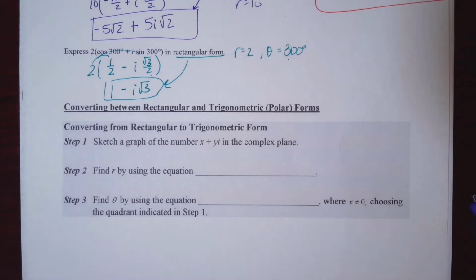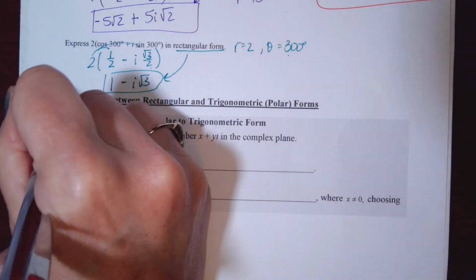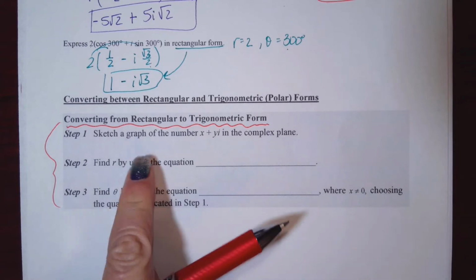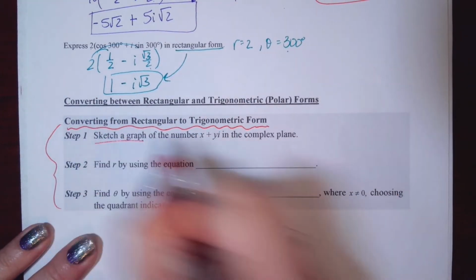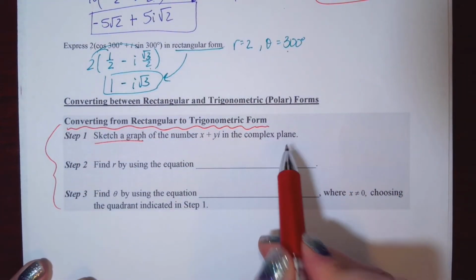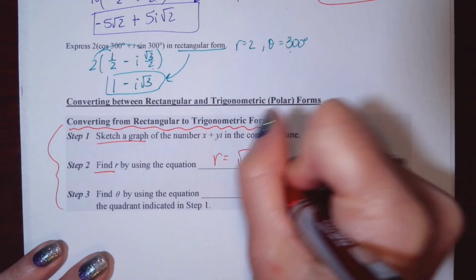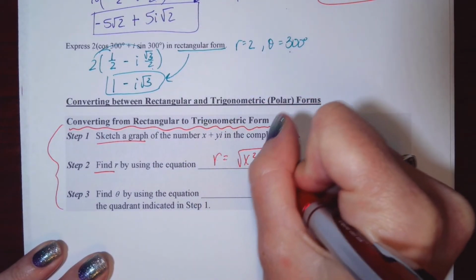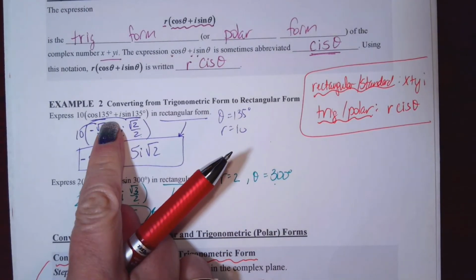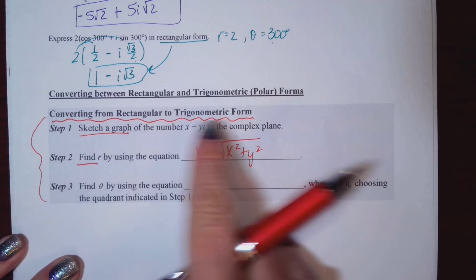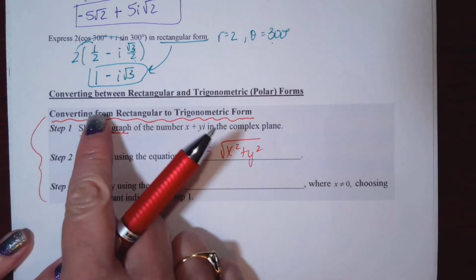Okay, so when I am converting back and forth, for those of you who like that step-by-step table, here you go. Converting from rectangular to trig form. Sketch your graph of x plus yi in the complex plane. Find r by using the equation r equals square root of x squared plus y squared. Now, we were going from trig form to rectangular form. That's super easy. If I'm going from rectangular form into trig form, it takes a little bit more work.